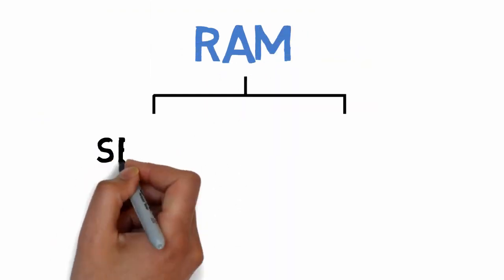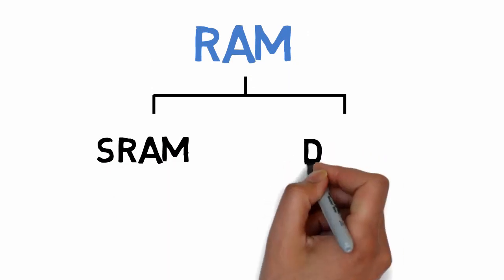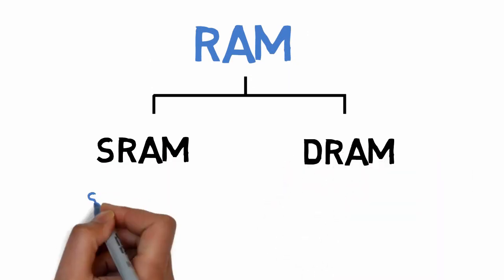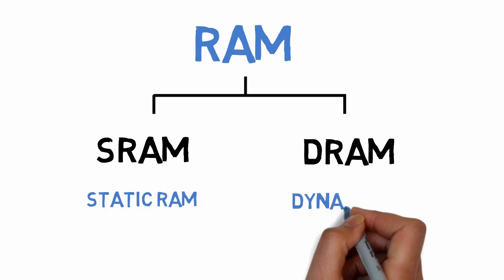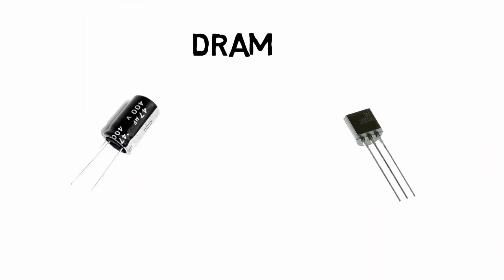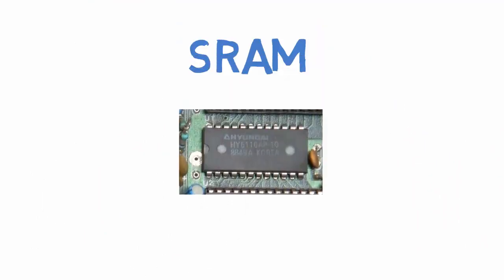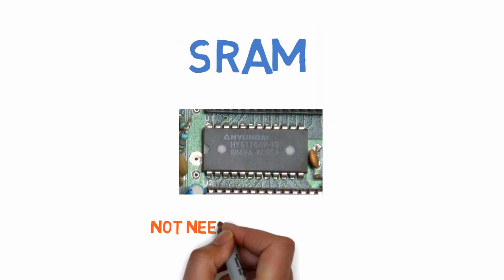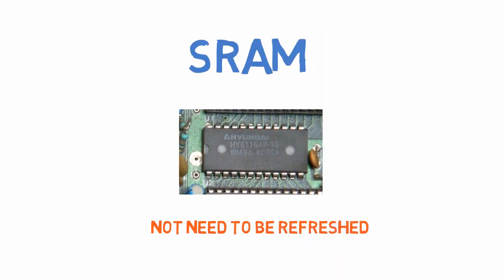Let's see about RAM. RAM is also of different types, like SRAM and DRAM, which stand for static random access memory and dynamic random access memory. The difference between these is the way they store data. Dynamic RAM, or DRAM, stores bits in cells consisting of a capacitor and a transistor and needs to be periodically refreshed, while SRAM holds data bits in its memory as long as power is being supplied and doesn't need to be refreshed because it doesn't contain capacitors.